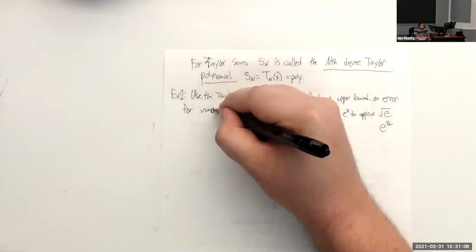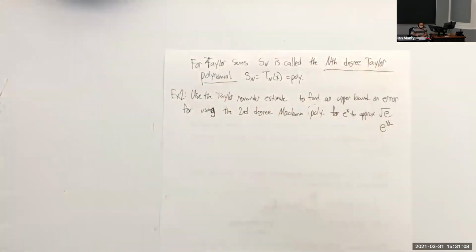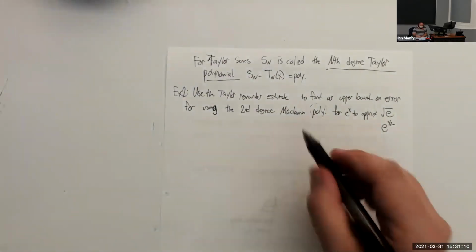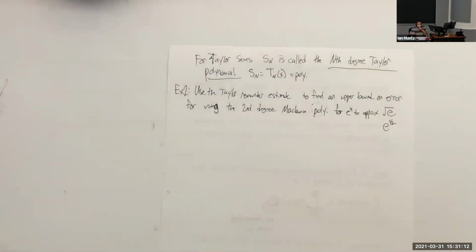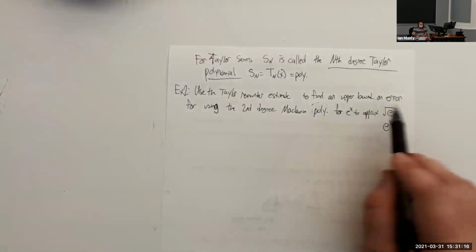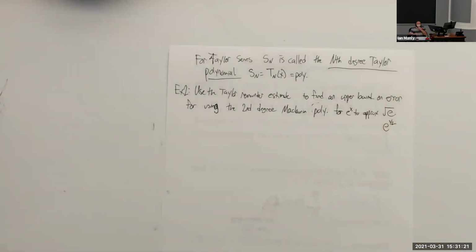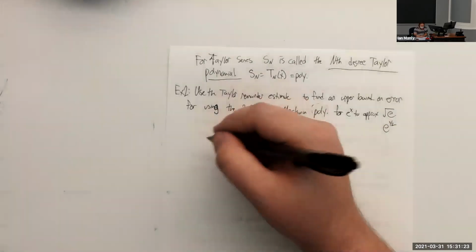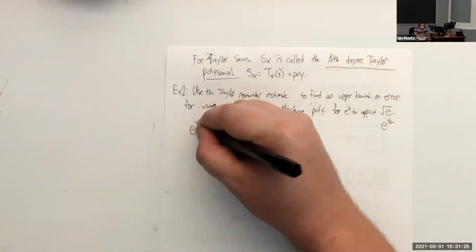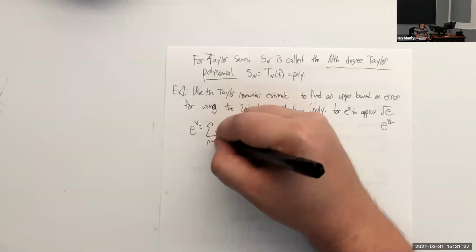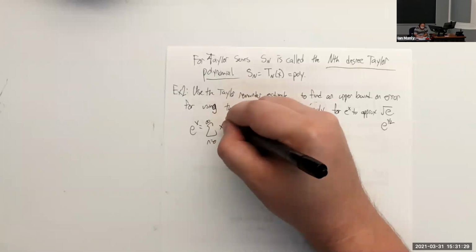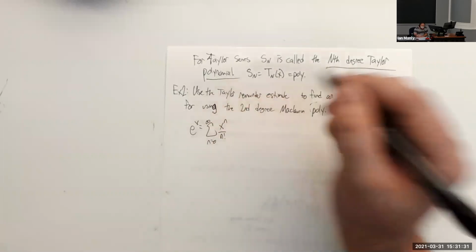Oh, sorry, this looks like using. There we go. Okay, so first of all, we need to find the second degree Maclaurin polynomial for e to the x, and then we're going to plug in 1/2. And then we need to find out how wrong we are, because we don't want to spit out a number that's too far away from the square root of e. Okay, so remember the series for e to the x is the sum from 0 to infinity of x to the n over n factorial.